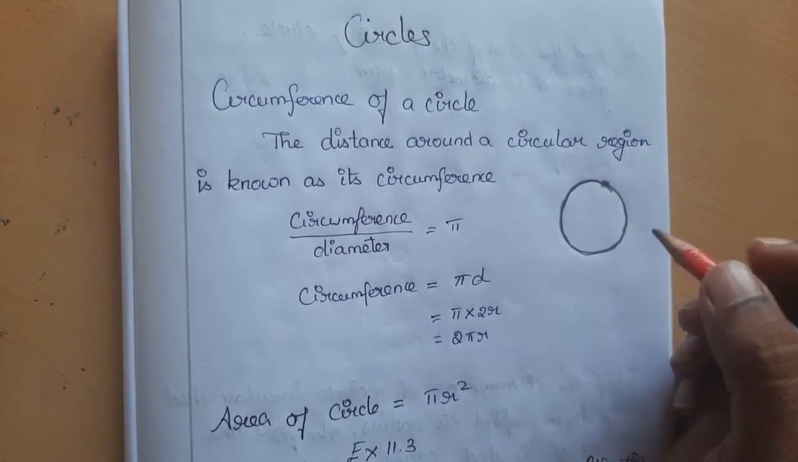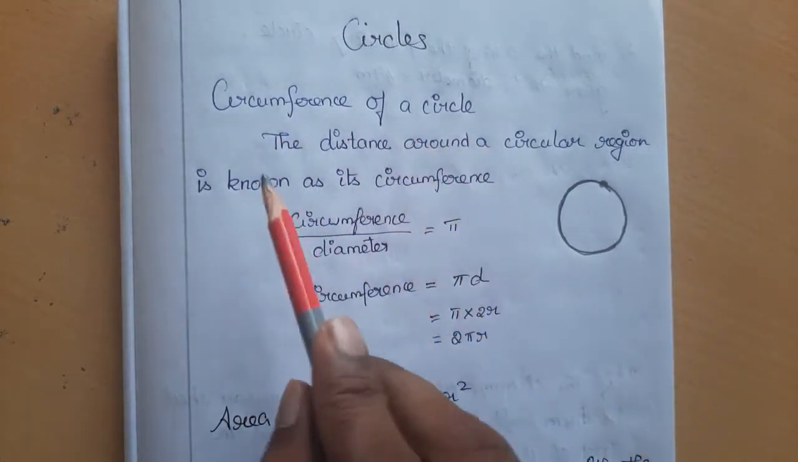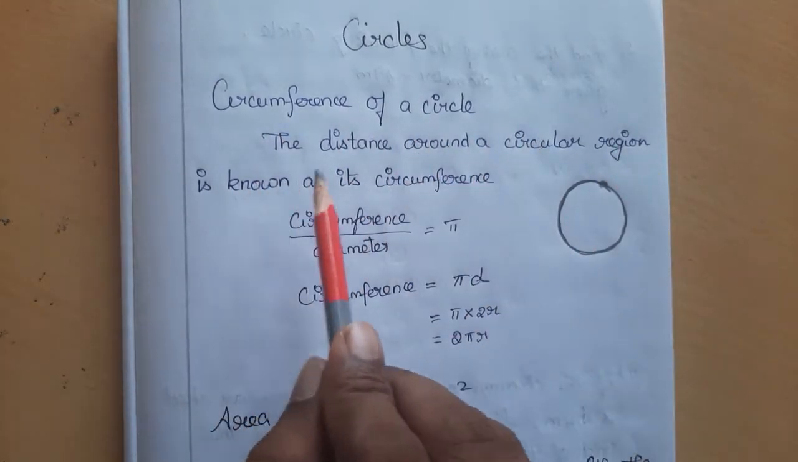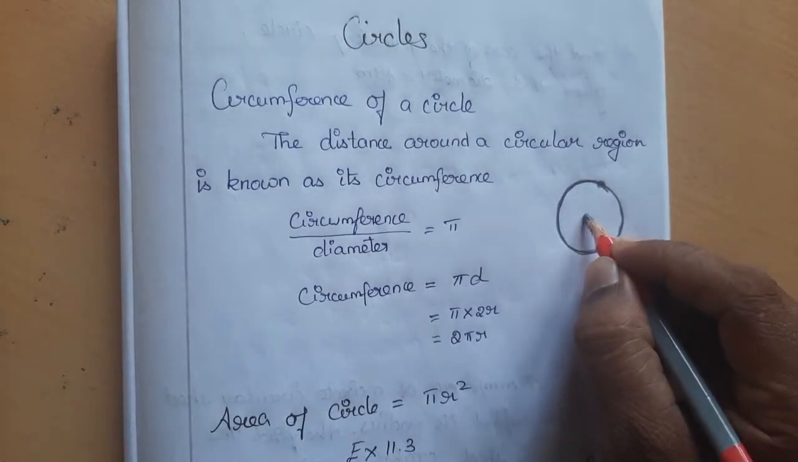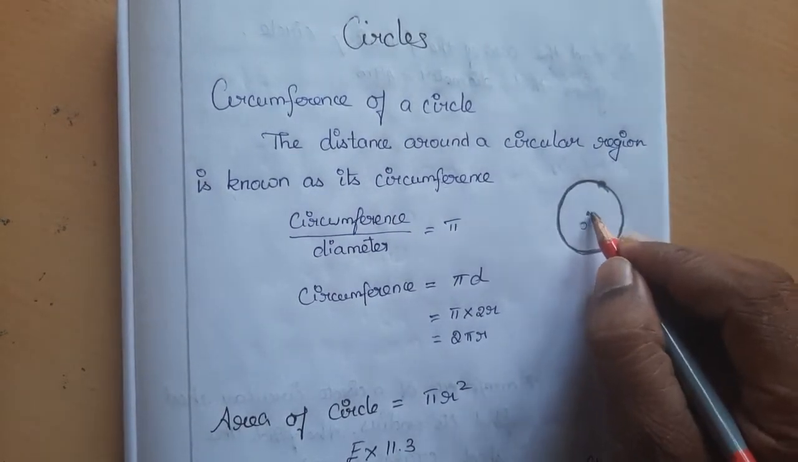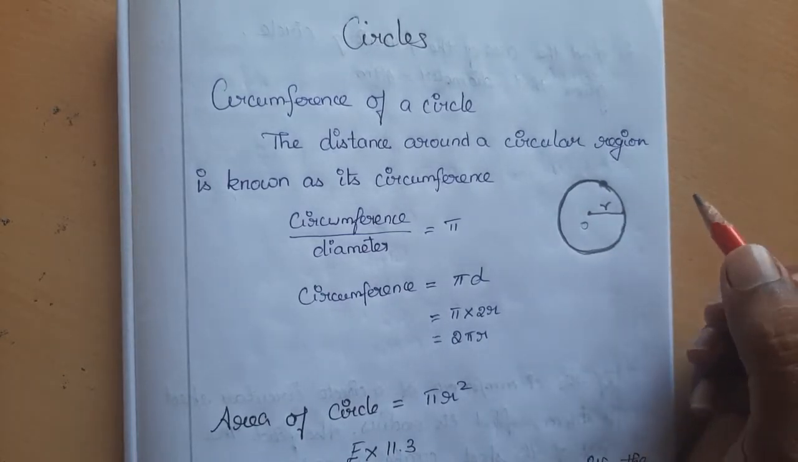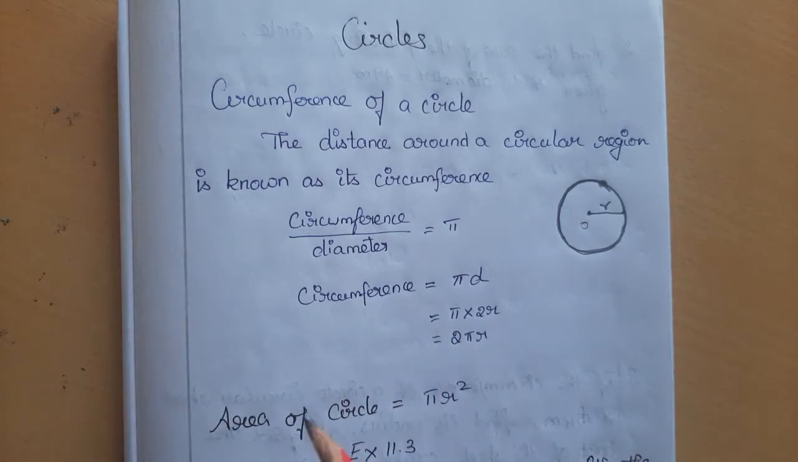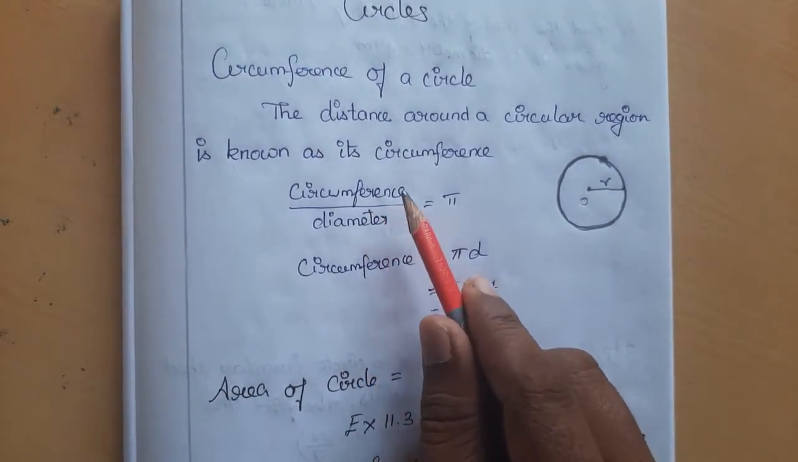If it is a small circle or a big circle, we have a formula. So, circumference of a circle. The distance around a circular region is known as its circumference. In here there will be the center, and the distance from the center to the circumference we call the radius. And we will get one interesting result while taking the ratio of circumference to diameter.